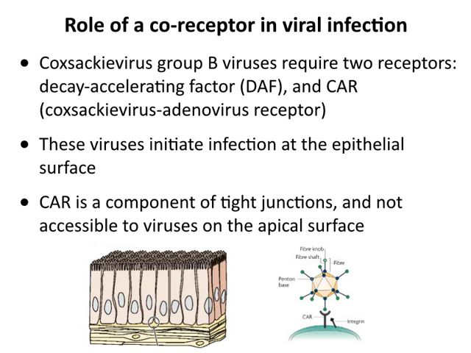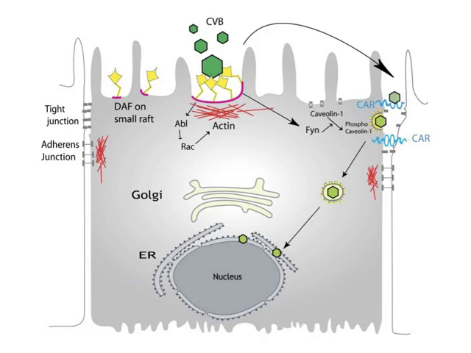I want to tell you one example of why two receptors are needed for virus entry, and that is for Coxsackie virus, which binds the CAR receptor, Coxsackie virus adenovirus receptor, and a second receptor called DAF. CAR is a component of tight junctions, and DAF is on the cell surface. So Coxsackie virus needs to get to CAR, but it can't on an epithelial barrier because it's not accessible. So what turns out that happens is binding to DAF on the cell surface loosens up the junction so that the virus can move to CAR, and that's shown here.